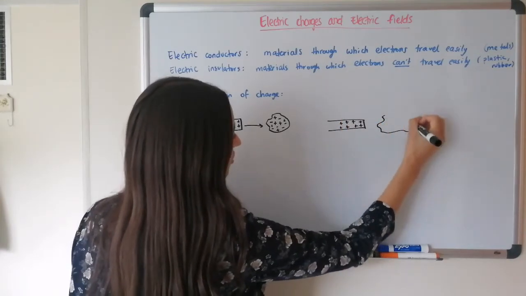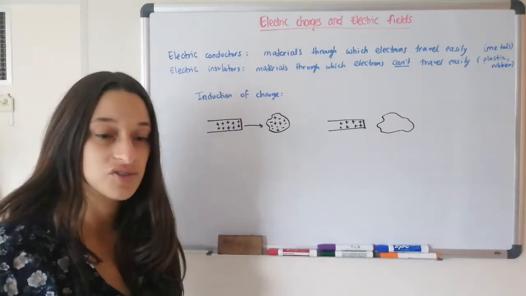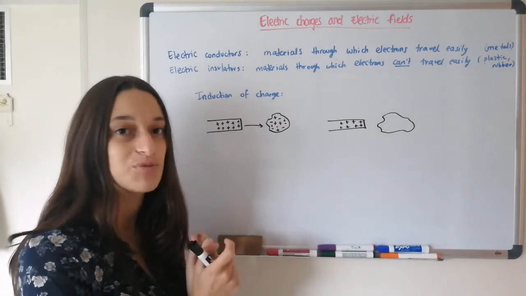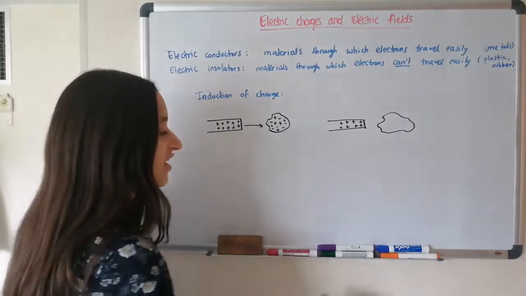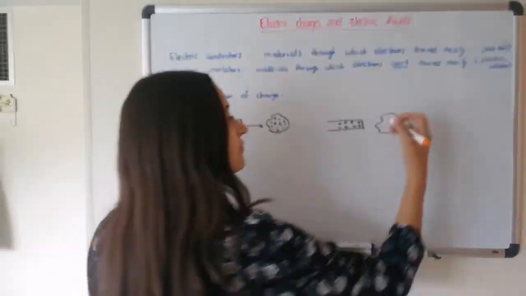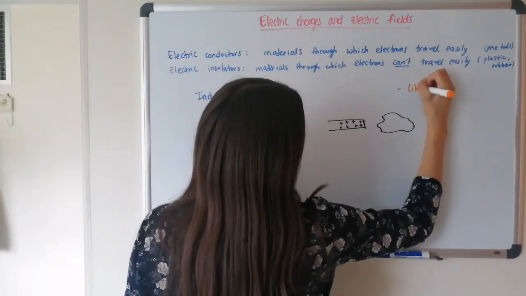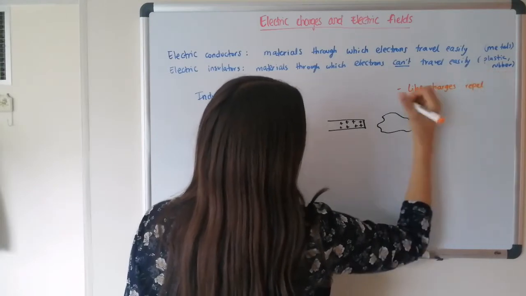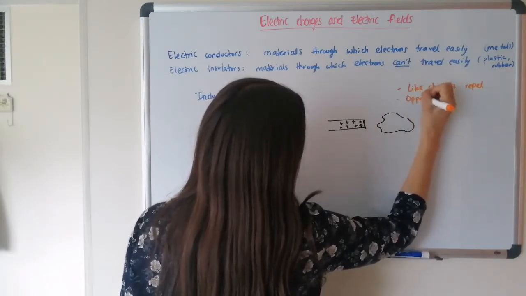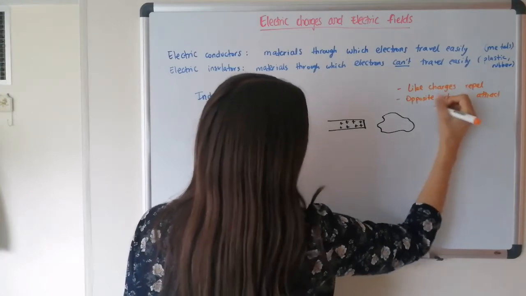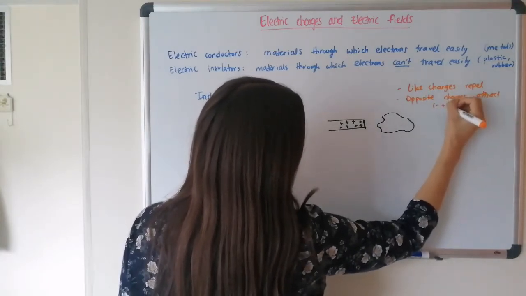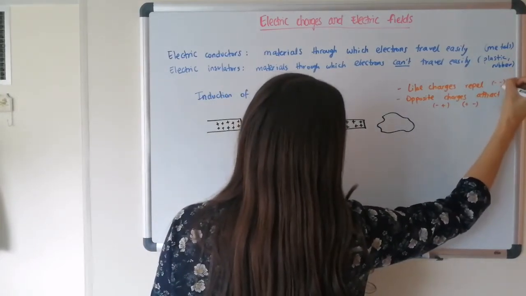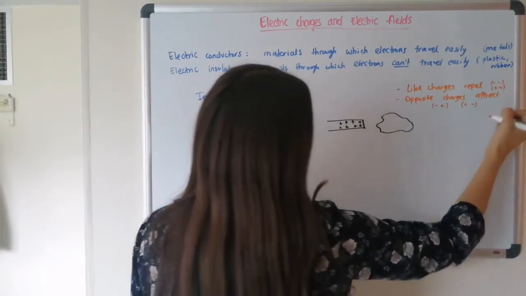So you have a piece of paper. And what you need to know about charges is that like charges, the same charge repels the same charge, and opposite charges attract. So don't forget that. Like charges repel, and opposite charges attract. So that means negative and positive attract, positive and negative attract, but negative and negative repel, and positive and positive repel.